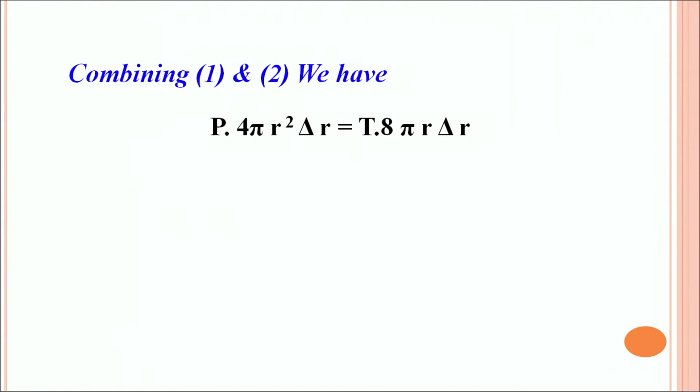Now, combining both the equations, because both are talking about the work done, we get the excess pressure as twice the surface tension upon the original radius of the spherical liquid.